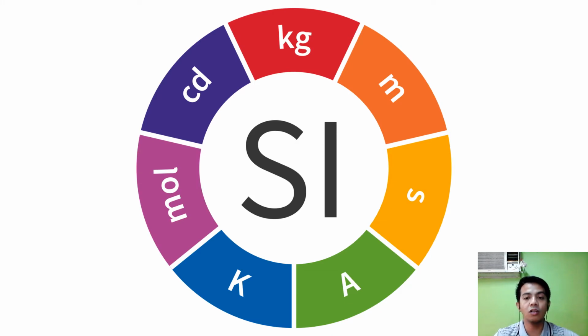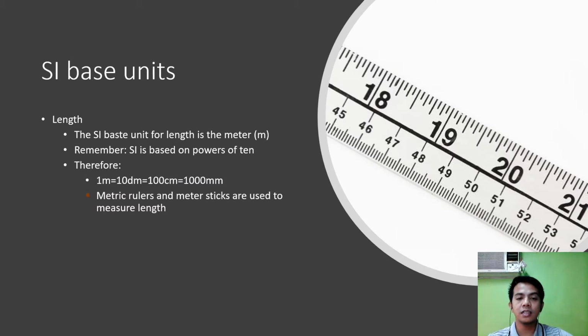These are the logos of the standard units of measurement. First on the list is the meter. Meter is used to get the length of an object. Remember that SI is based on powers of 10. Therefore, 1 meter is equal to 10 decameters, 10 decameters is equal to 100 centimeters, and 100 centimeters is equal to 1,000 millimeters. Metric rulers and meter sticks are used to measure length.